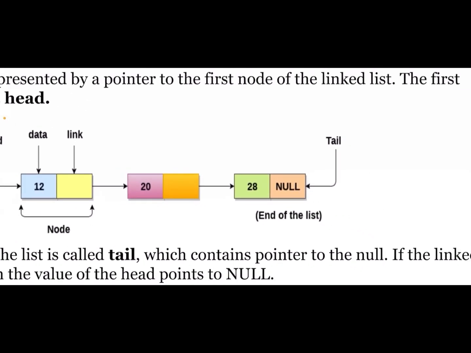And here is the third node, which is the last node. So it has also two parts. First one is data part. Data part contains the value of 28 and the second part, link or pointer part, points to null because it is the tail of linked list.